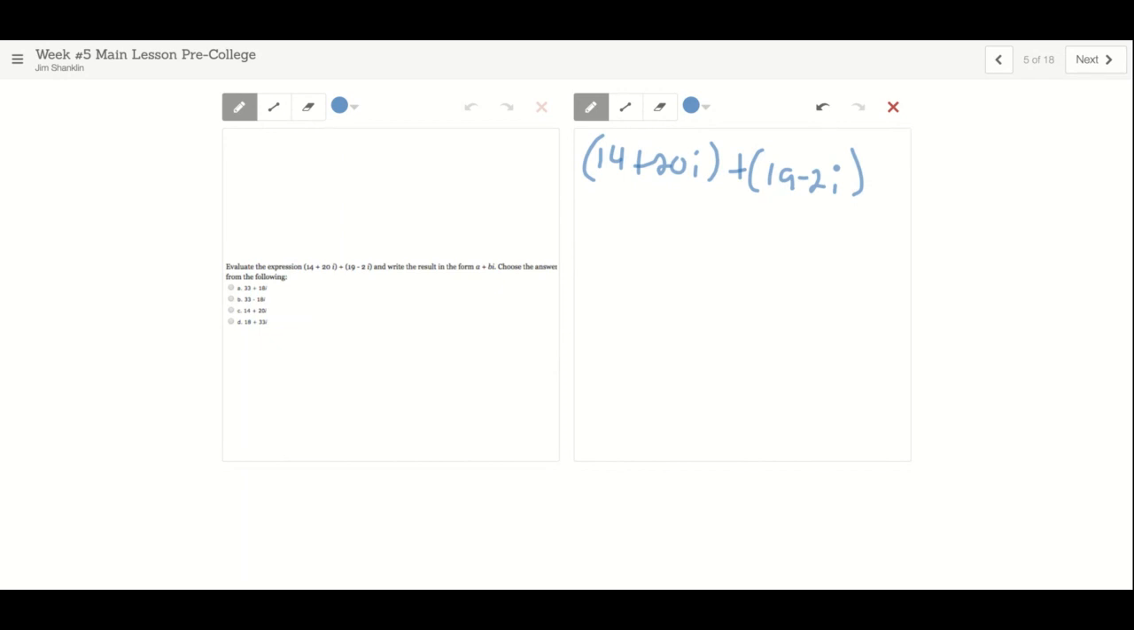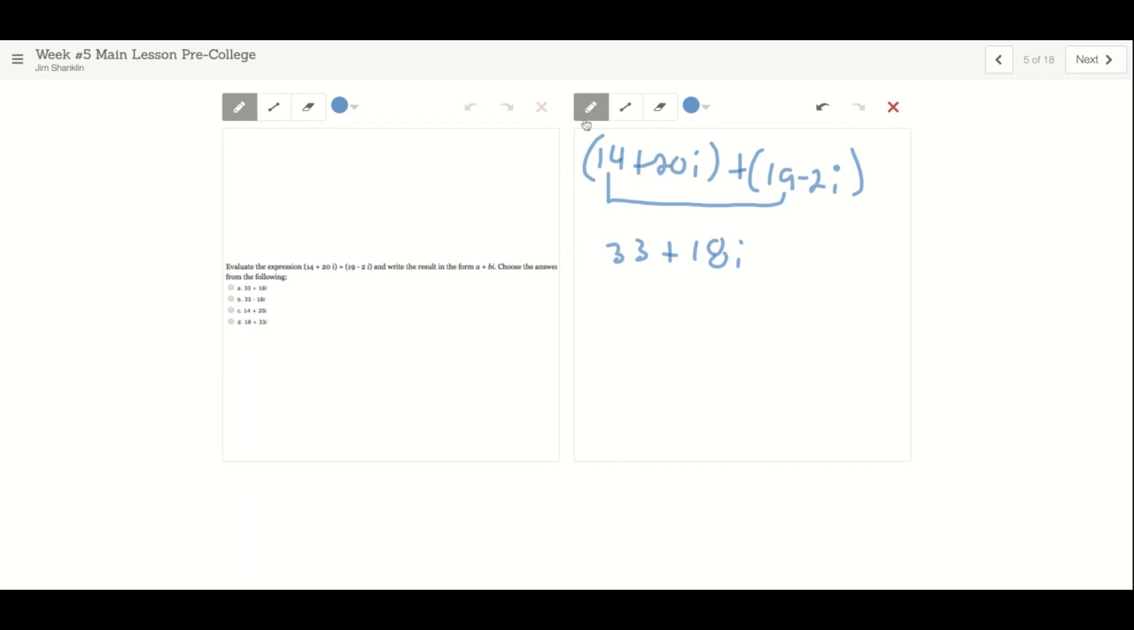Do you know how to add complex numbers together? Well, it's fairly easy to do. All you do is you add the real numbers together, you add the imaginary numbers together, and voila, you have your answer. So if I was going to do this problem, I'm just going to add the 14 and the 19. Well, that gives me what, 33? Plus, and then if I add 20i minus 2i, well, to me, that's just 18i. So my answer should be 33 plus 18i. That's it. That is my answer for that problem.